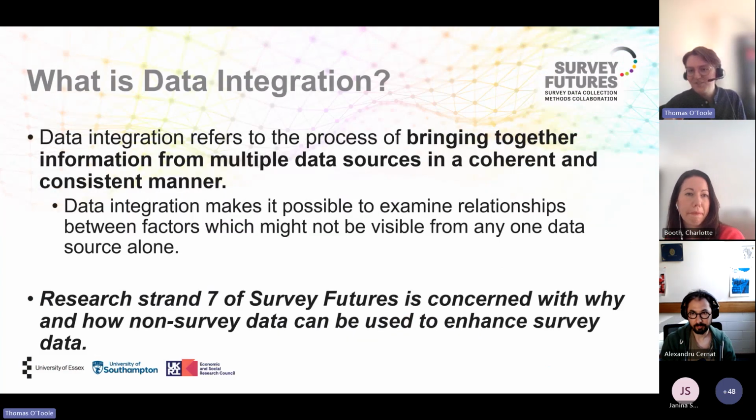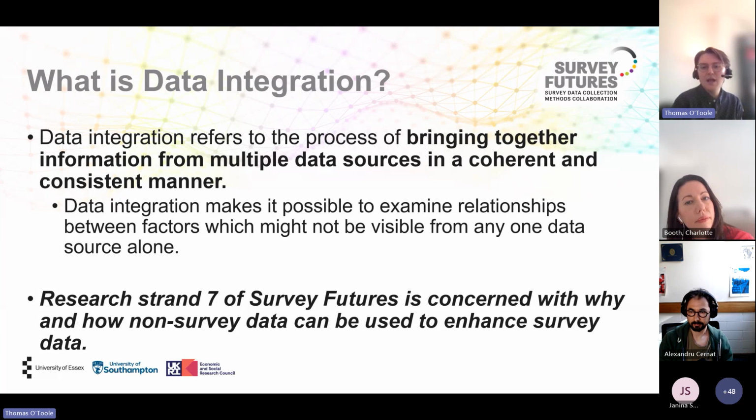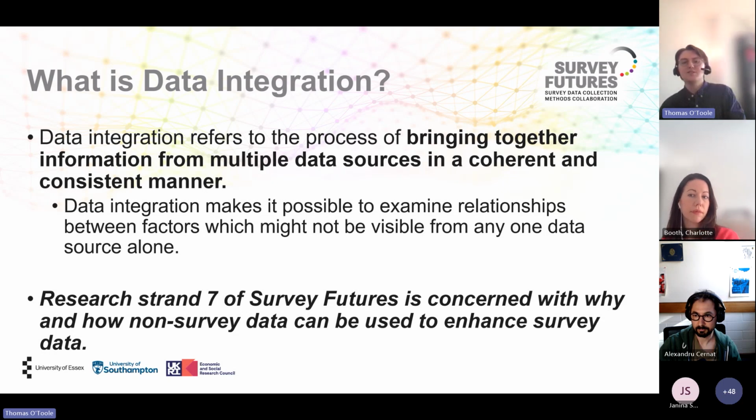So what is data integration? It's quite a broad definition, but we're referring to bringing together information from multiple data sources in a coherent and consistent manner. And this allows us to examine relationships between factors which are not visible from any one data source alone. And our project is explicitly concerned with why and how non-survey data sources can be used to supplement and enhance survey data.